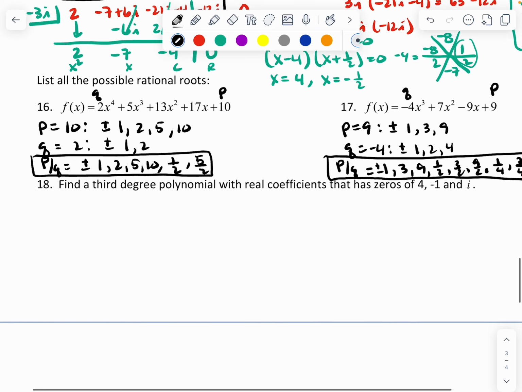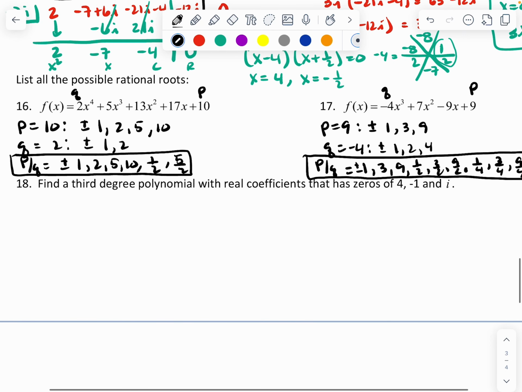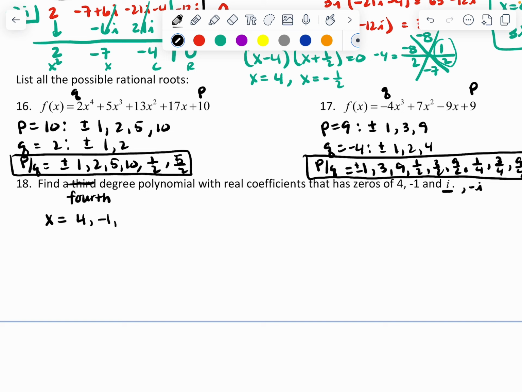Okay, and then this last little one, number 18. Find a third degree polynomial with real coefficients of the zeros. Ooh, there's a typo. This should say find a fourth degree polynomial with real coefficients that has the zeros 4, negative 1, and i. Well, if I know that i is a 0, that means that negative i is a 0 also, right? So if I know that x equals 4, negative 1, i, and negative i, okay, let's go ahead and make these factors.